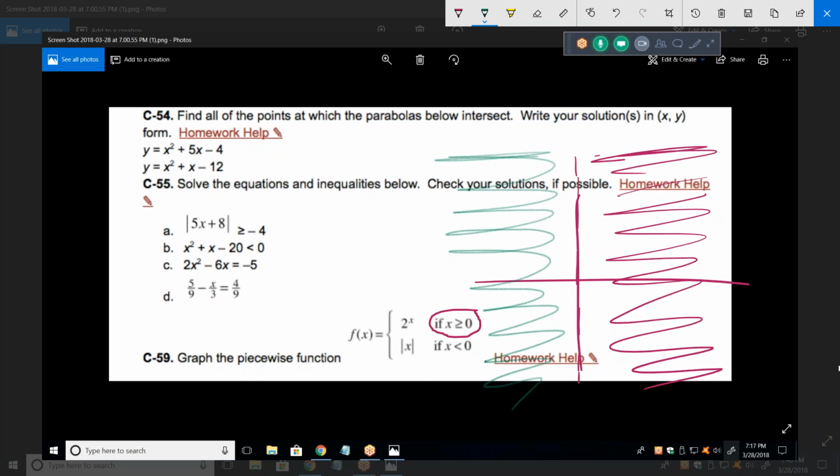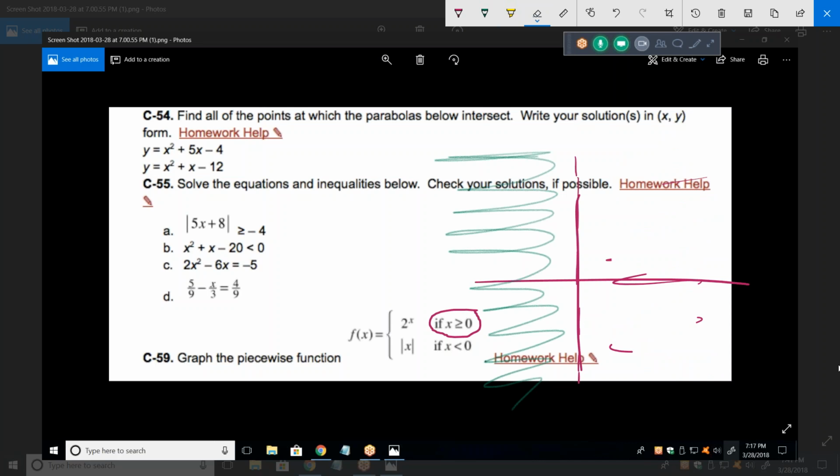Now, if to the right of the y-axis the function is 2 to the x, well, how do I draw that? Normally, that would look like this, correct? Yeah. Well, we don't have this part to the left. I got to erase that because it only looks like that when x is greater than 0.